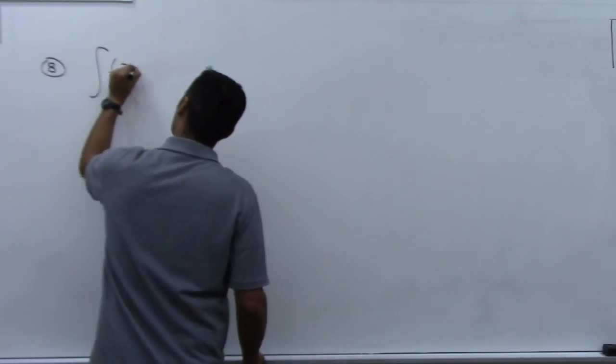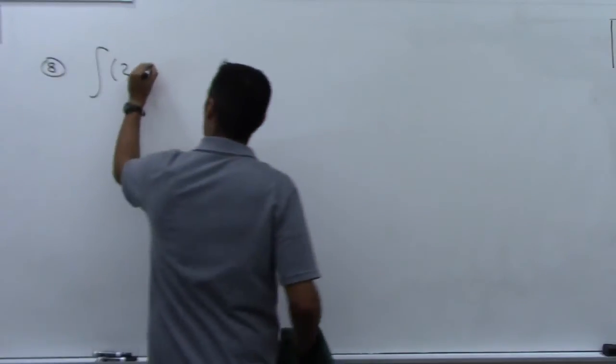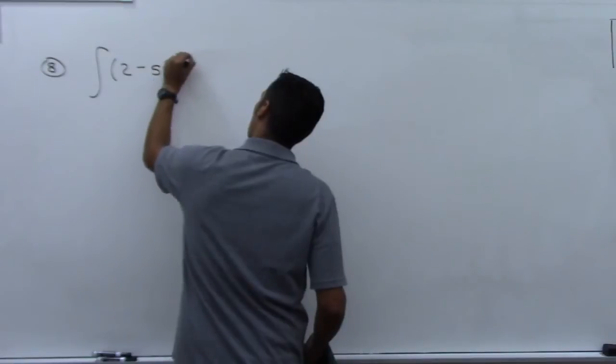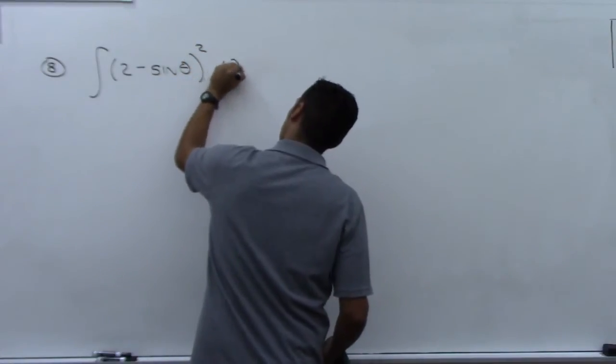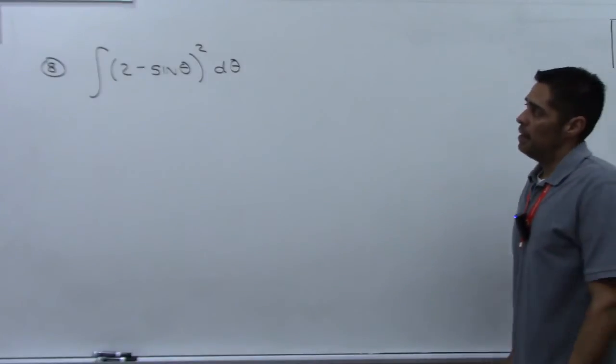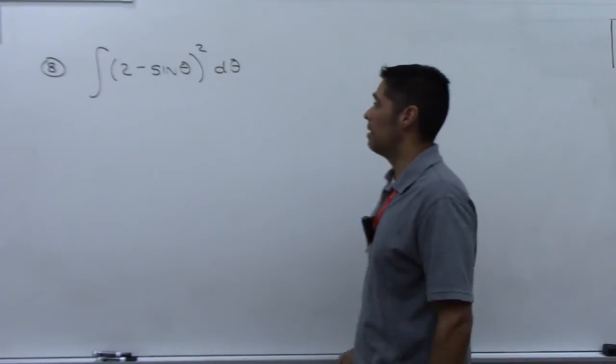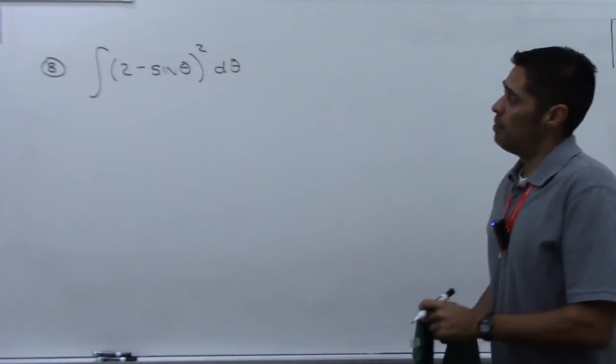Integral of 2 minus sine theta, that whole quantity squared, d theta. All right, so you look at this and you're like, okay, I could take the antiderivative of these individually, but it's being squared, so I can't do that. So why don't we just square it out?